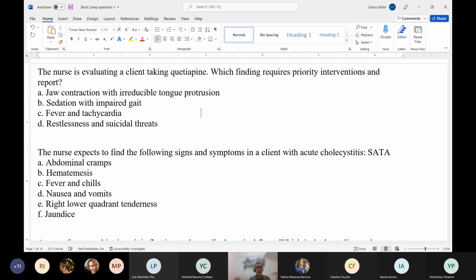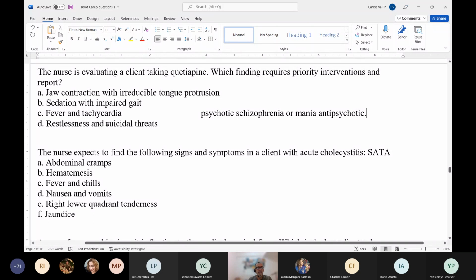In psychotic, what is a psychotic client? It's a patient that has schizophrenia, or a patient with schizophrenia or mania in crisis. It's a patient that is, you know, has to be restrained. And those patients receive antipsychotic medication. Those patients are not the most frequently suicidal. The most frequently suicidal are the depressed clients.